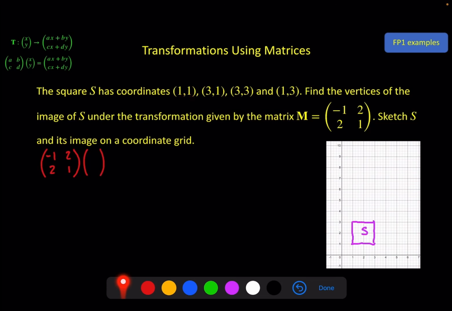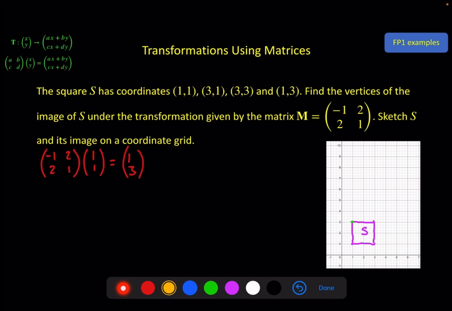So the coordinate 1, 1 gives me the position vector 1, 1. And then I go ahead and do this multiplication. So we've got minus 1 plus 2 is a 1. And of course there's only one column here, so that's that finished for the first row here. Second row, 2 plus 1, that's a 3. So my 1, 1 coordinate has transformed to 1, 3, which is a little bit of a shame because I already have a coordinate there, so it's going to overlap slightly. But it's this point here that has changed, transformed to the point in green.